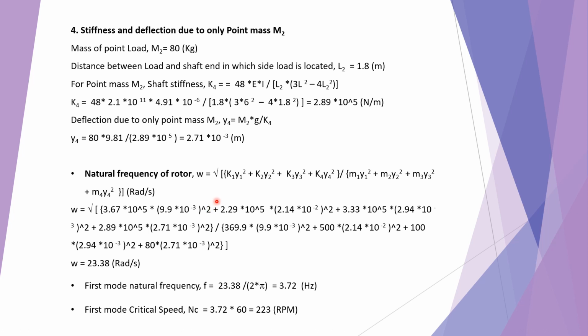Now natural frequency of the rotor, after putting all these values, is coming at 23.38 radian per second. So first mode natural frequency in Hertz is 3.72 Hertz, and the first mode or first critical speed, after multiplying 60 with the f, is coming to 223 RPM.